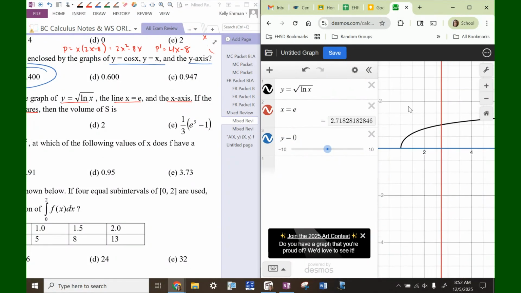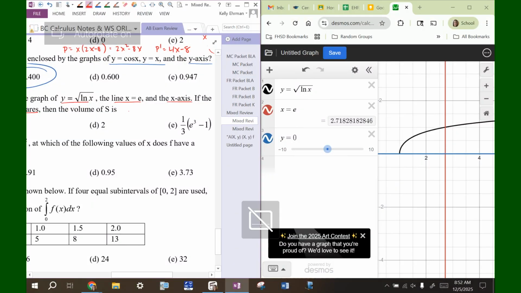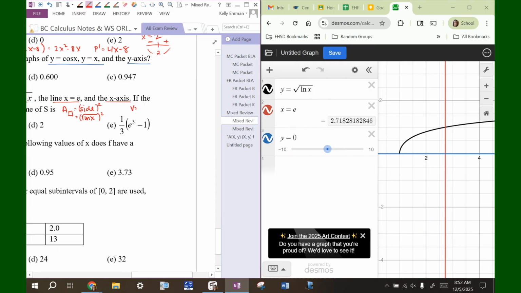Okay, so we're talking about this region, and we're filling this region with squares, and the squares are perpendicular to the x-axis. So the side of a square, first of all, the area of a square is side squared. The side that we're talking about is going to be square root of ln x minus 0. And we're filling that from 0 to e. So this volume should be, remember there's no pi or we're not rotating anything, so it's the integral from 0 to e of the square root of ln x squared, so just ln x dx.